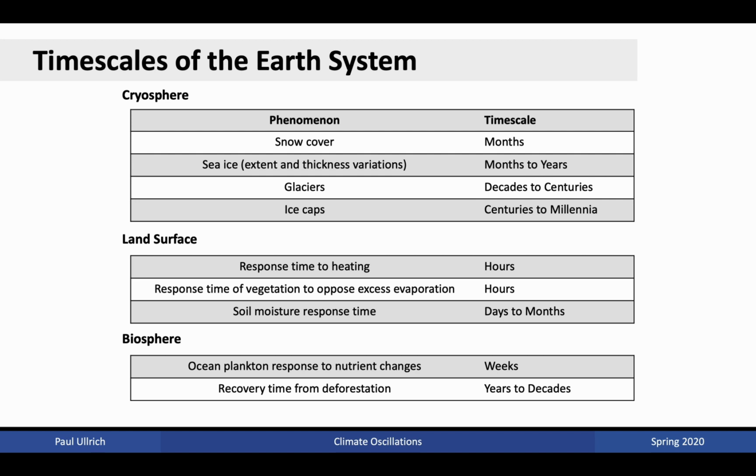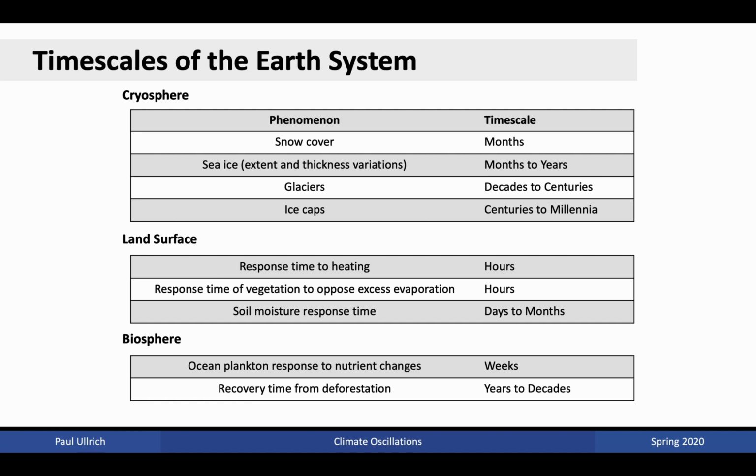Ice caps, on the other hand, take centuries to millennia. That is, they accumulate over a very long period of time. However, again, destruction of these ice caps can occur over short timescales. The land surface, as we discussed earlier, has a very short response time to heating. It takes only on the order of hours for temperatures on the land surface to adjust to changes in external forcing, such as radiative forcing.